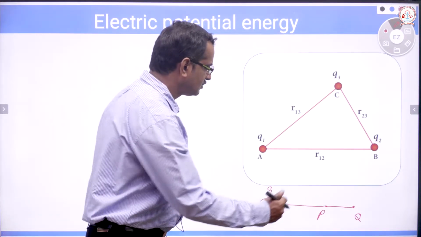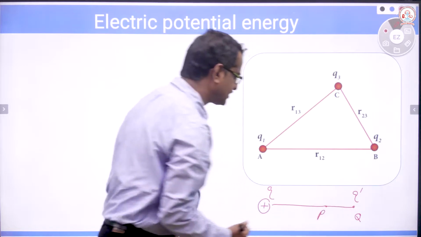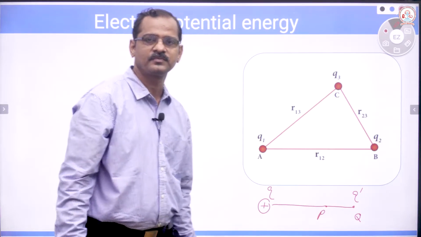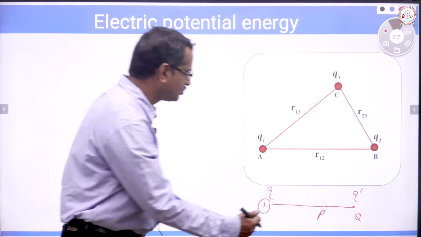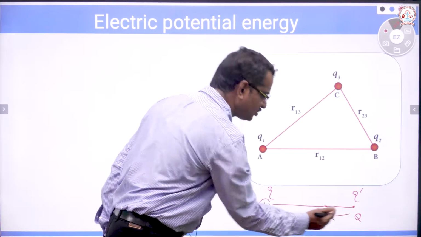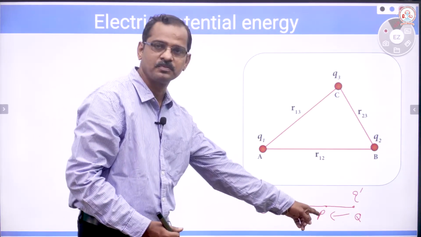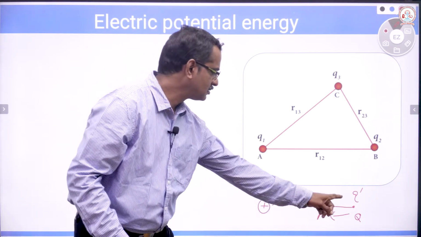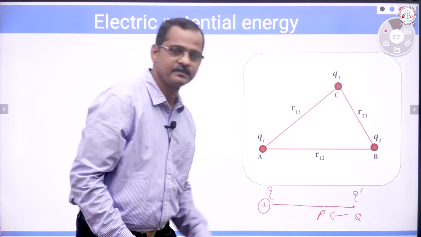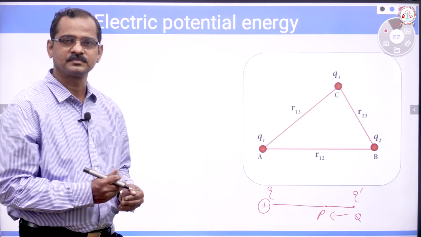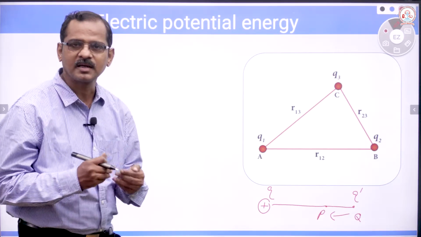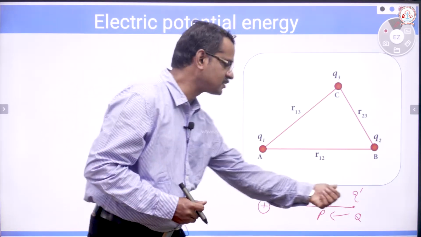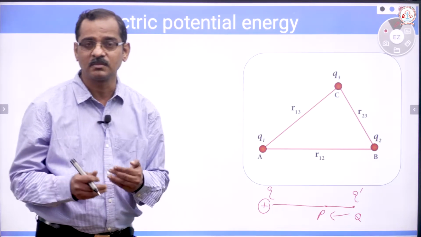Now imagine a charge Q dash is there at Q. If you want to move the charge Q dash from Q to P, we have to do some work. That too, the work has to be done against force, because this is positive, that is also positive. There will be force of repulsion.